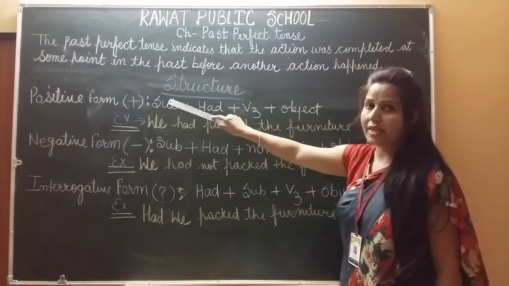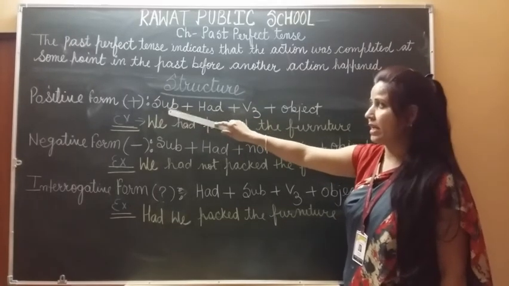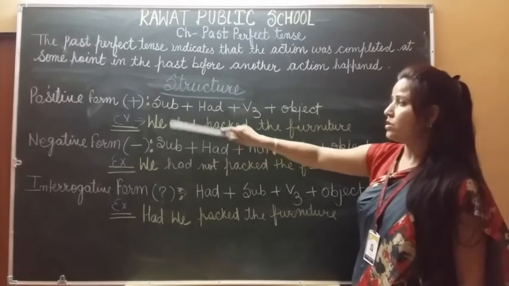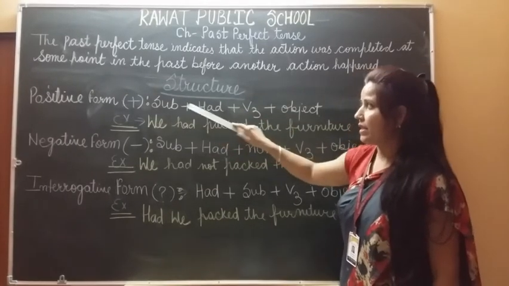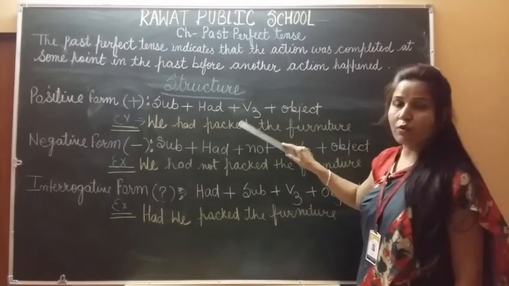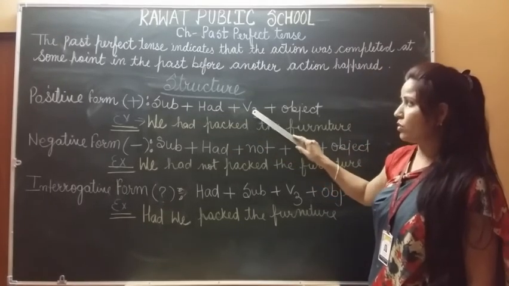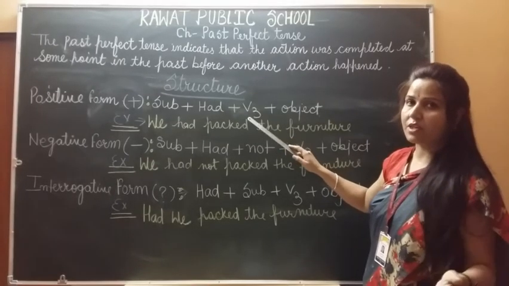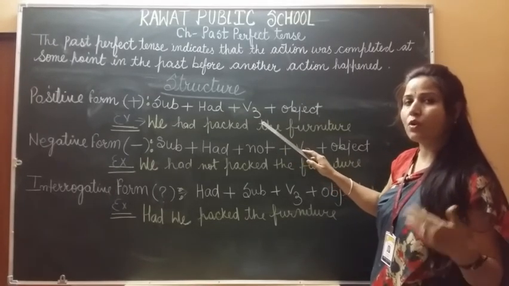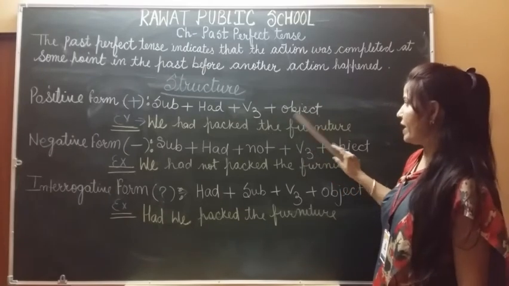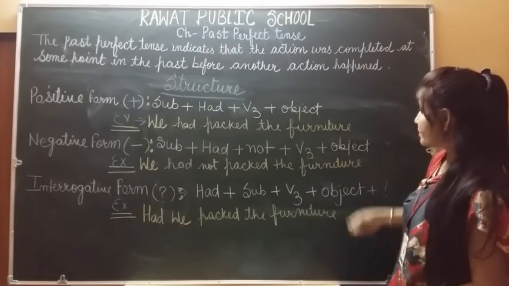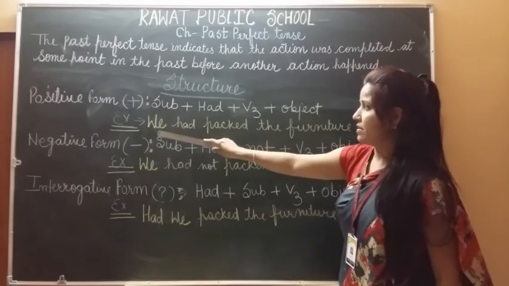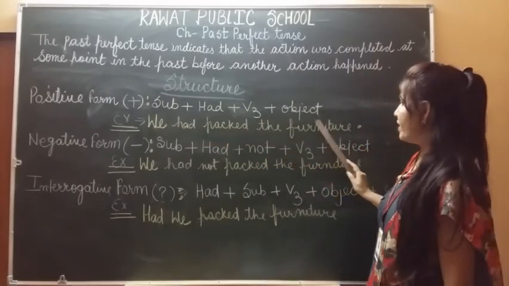If your subject is singular, he, she, it, then also you will write had. Okay, so I will write here we, then had, then verb third form pack. So this is the third form of pack, packed. Pack is the first form, second form packed, and third is also packed, and the object is the furniture. Okay, so this is a positive sentence. We had packed the furniture.